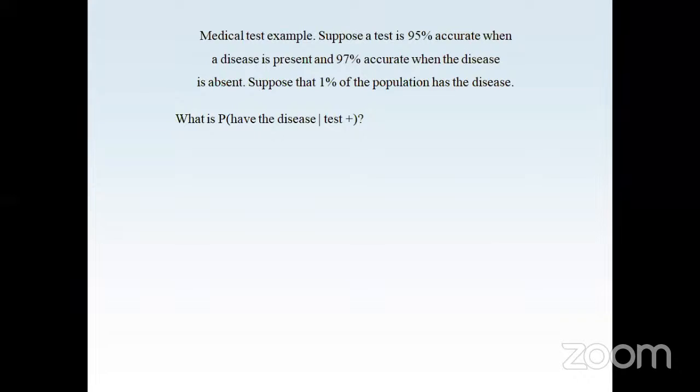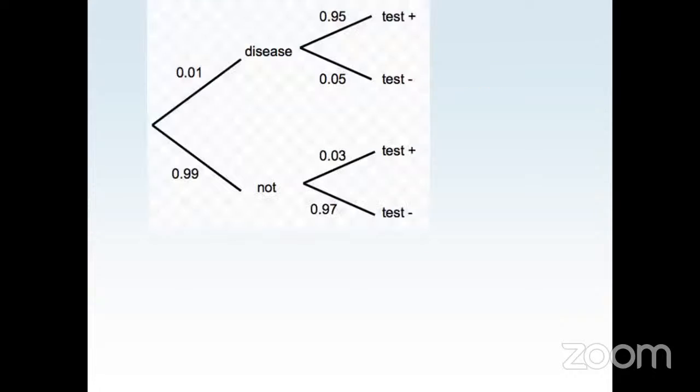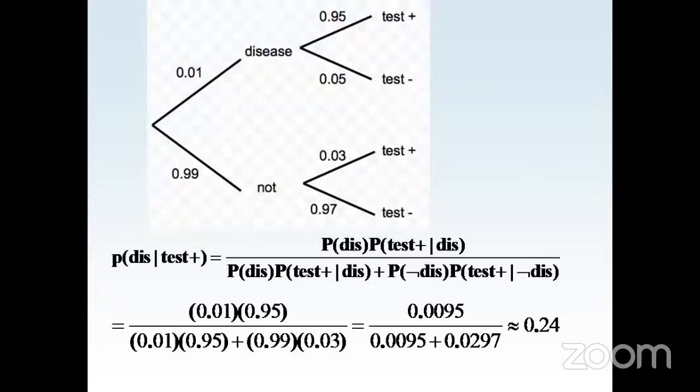Okay, this is one medical test example. In a test that is 95% accurate when a disease is present and 97% accurate when the disease is absent, suppose that 1% of the population has the disease. What is the probability of having the disease given the test is positive? So I'm getting a probability of approximately 0.24.